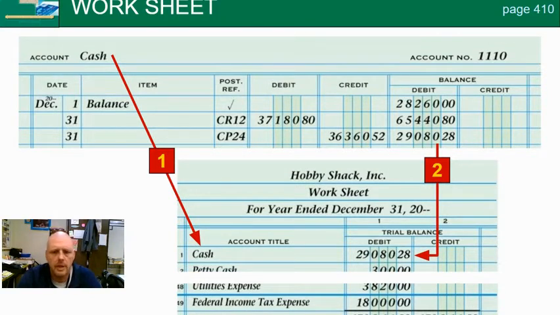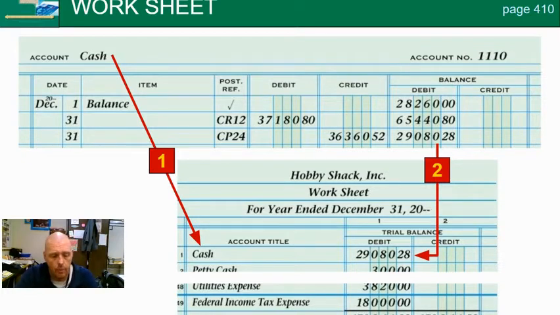And before we get that far, we'd actually look at any financial document. We have the who, which is the company name. We have the what, which is the worksheet, and we have the when. And the when in this case is for year ended December 31st of 2019. So we got our who, what, when.